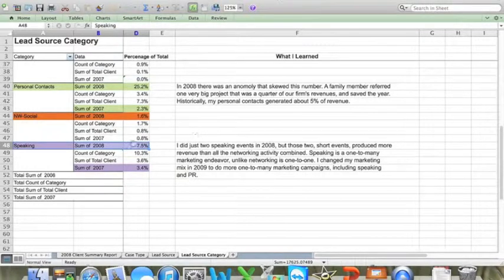So in 2009, we made a real concerted effort to increase the amount of speaking that we were doing, and it ended up paying off in a very big way.